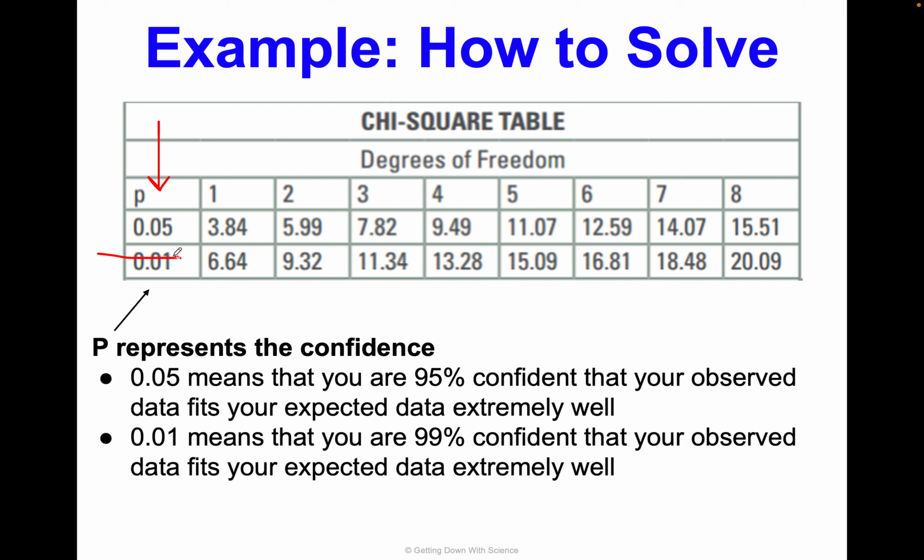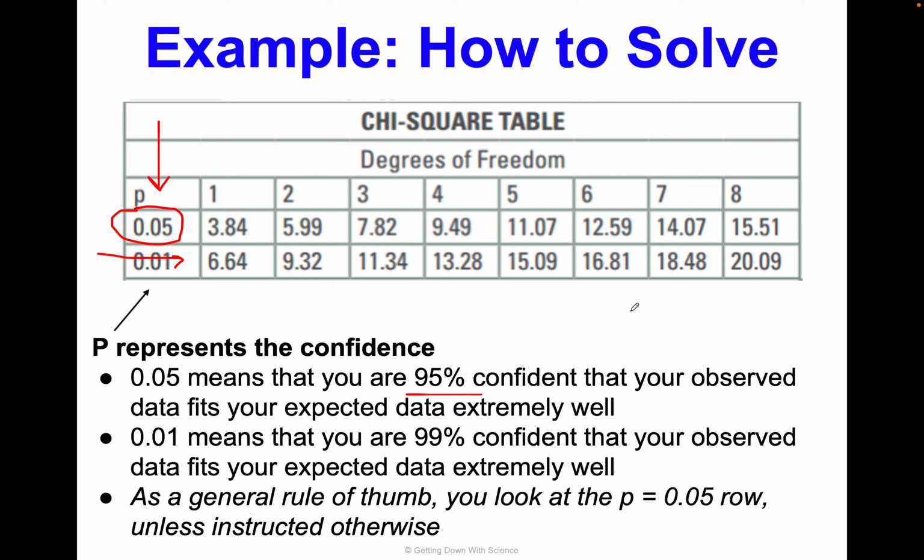We don't live in this row. It's here, it's provided for you just in case, but scientists really live in this 0.05 p-value. Okay, that means that we're 95% confident that our observed data will fit our expected data, even if the numbers are off by a little bit. Even if we expect 25, but we're seeing 27, that still is going to fit our data pretty well. So as a general rule of thumb, we look at that 0.05 row, unless instructed otherwise.